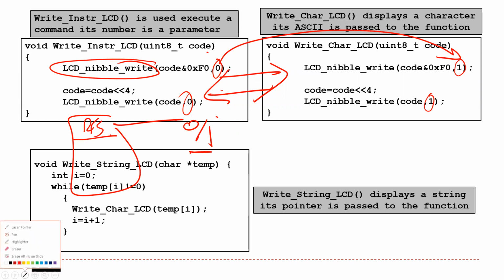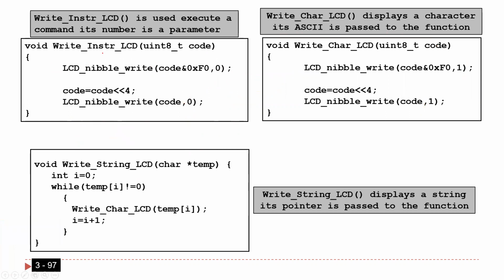We have two functions. This function, if you wanna send a command to the LCD, like clear LCD, all you have to know is the code to clear, and then you have to call this function and send this code. That's it. Very simple. Cannot be simpler than that.